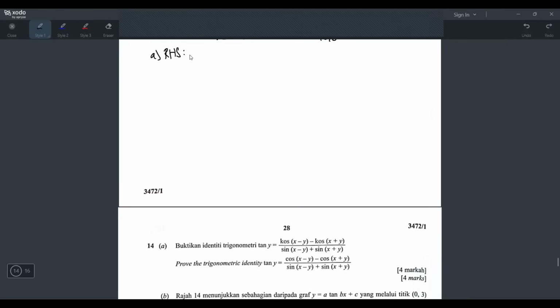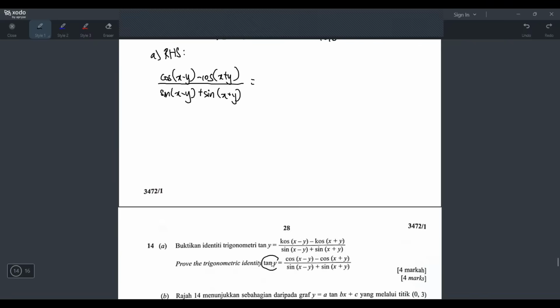So the right hand side here is what? It's cos bracket x minus y, and then minus cos x plus y, and then over sine bracket x minus y plus sine x plus y, right? And remember this, whenever you see plus minus like this, it means you can use the addition angle formula, okay? But before that, I want you to see the left hand side.